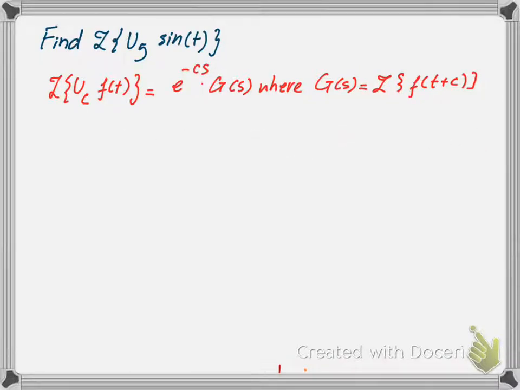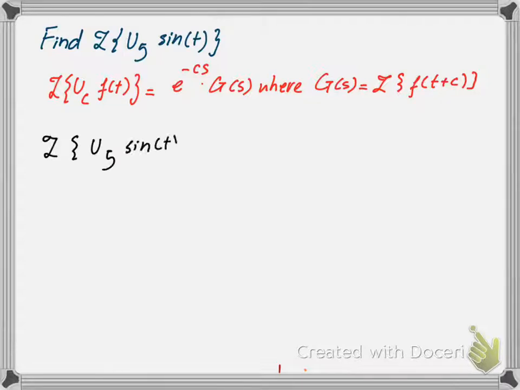This theorem says the Laplace transform of a step function uc times f of t equals e to the negative cs multiplied by G of s, where G of s is the Laplace transform of the function f of t plus c. Okay, you have to shift the function f of t to the right c units. That means f of t plus c.